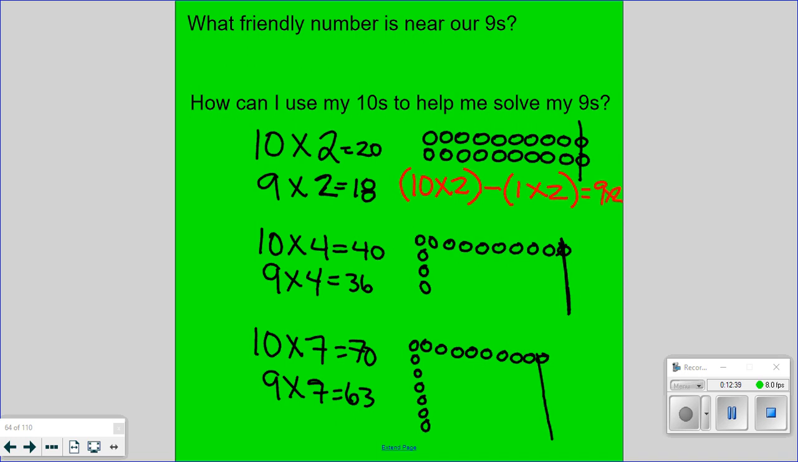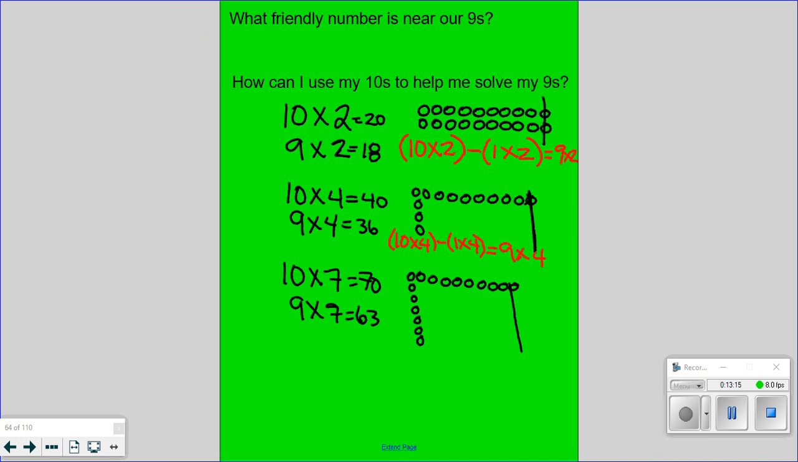Let's try it with 10 groups of 4. I had 10 groups of 4. Then what happened? I'm writing, you're writing. I see somebody just chilling. I'm going to subtract. I'm taking away. Macklin, what am I taking away? 1 group of 4, and that's going to give me 9 groups of 4. That math language looks crazy, but if you read it, it doesn't sound that crazy.